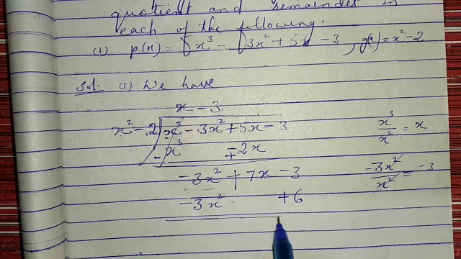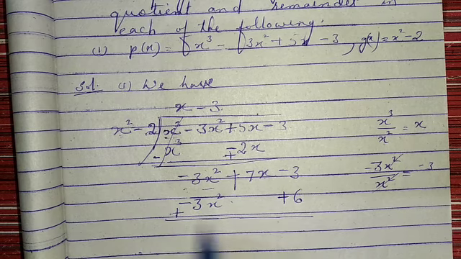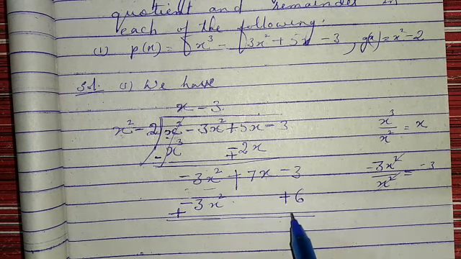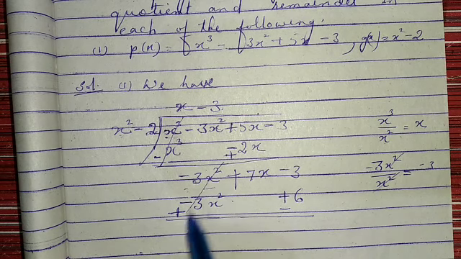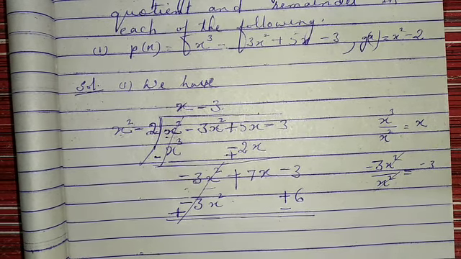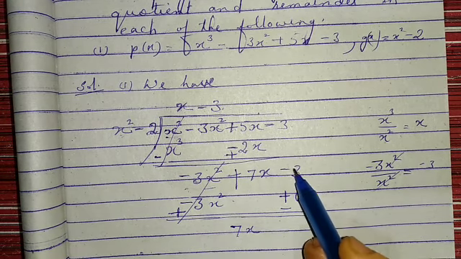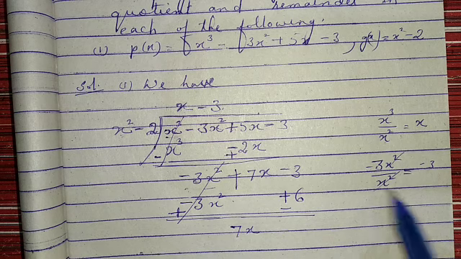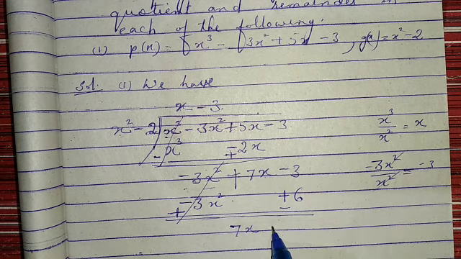Now subtract it. Minus will become plus, and if you subtract, the sign will be changed, and this plus becomes minus. So minus 3x square plus 3x square will cancel. It will become 0. And what is left here? 7x is left, and here both terms have negative sign. So minus 3 minus 6 will be minus 9.